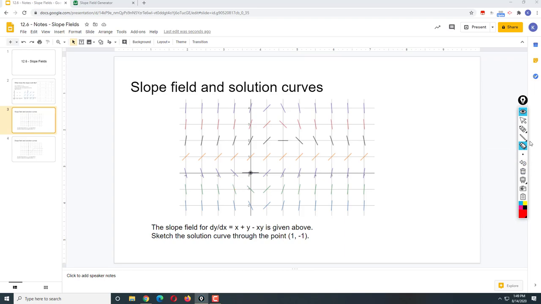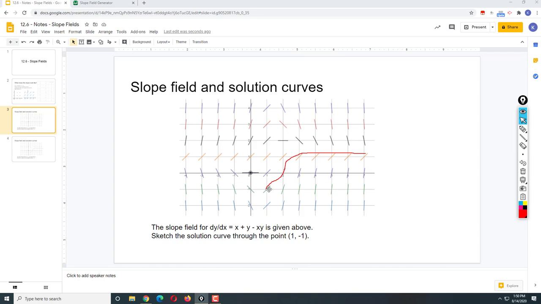That's negative 1, 1. We want 1, negative 1. We just follow the slope field. This is going up, and then it goes up faster, and that's still going up, but now it's going down, so it just stays right there. There we go. That's our solution curve.